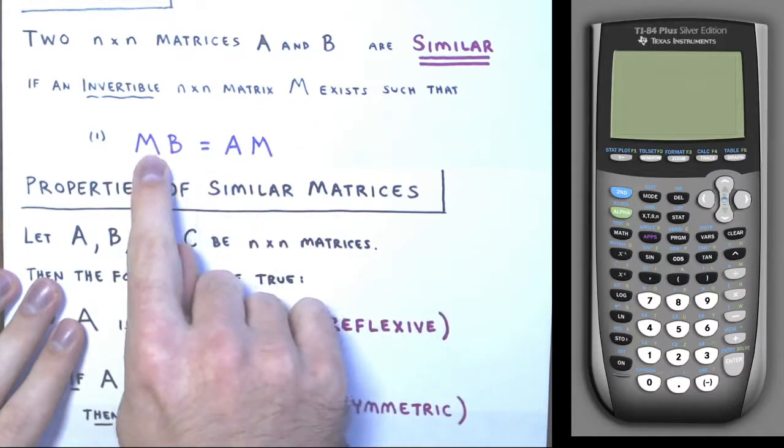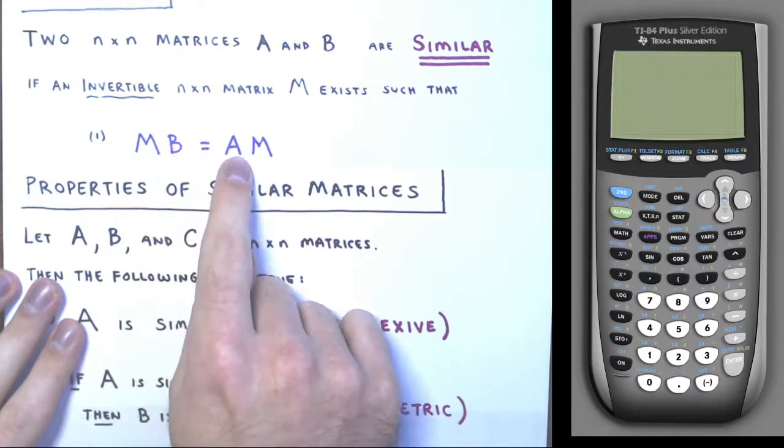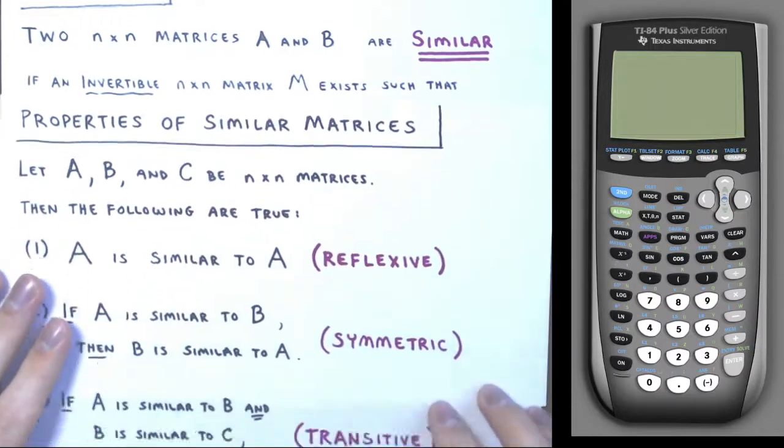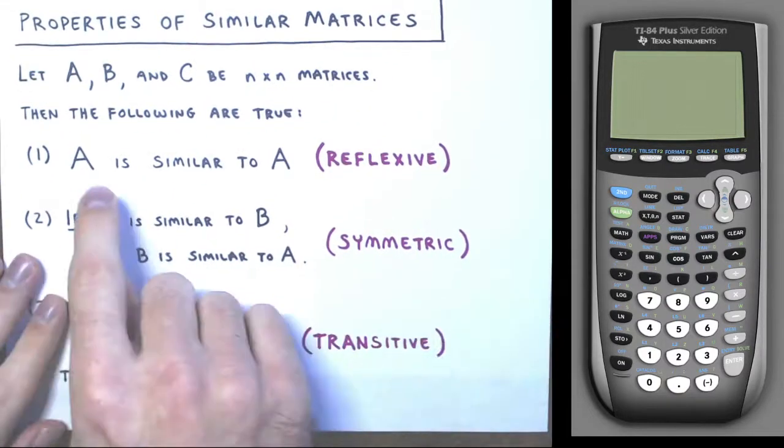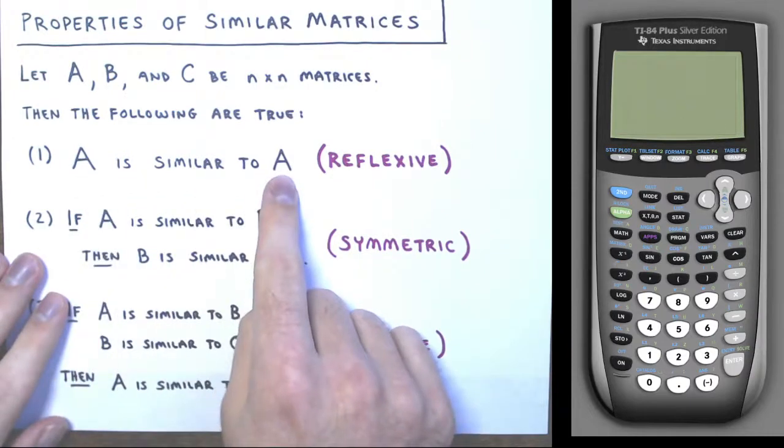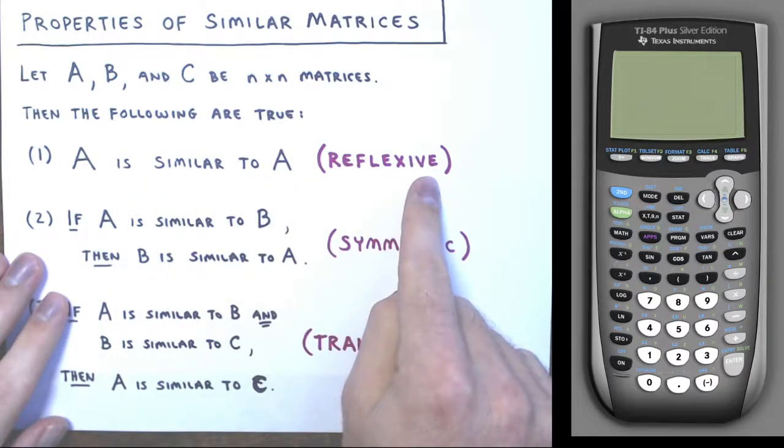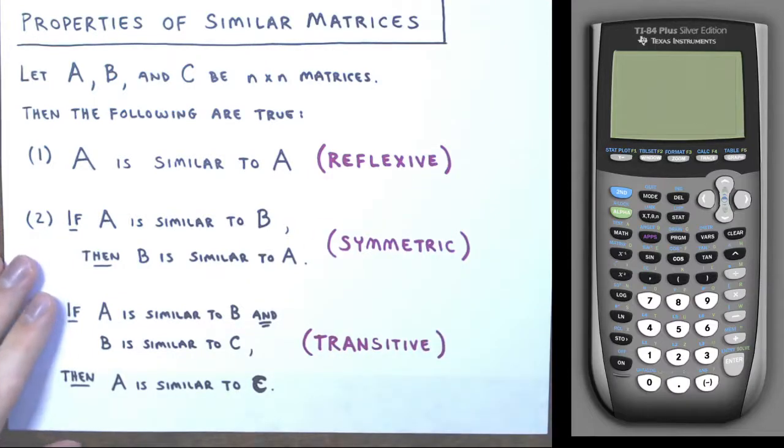There's an invertible matrix such that IA equals AI, if I is the identity matrix. So any matrix is similar to itself, and this is called the reflexive property. When you have a relation, like here the relationship between two matrices is this similarity, if a relationship works for an object and that object itself, that relation is called reflexive. So similarity is reflexive. Any matrix is similar to itself.